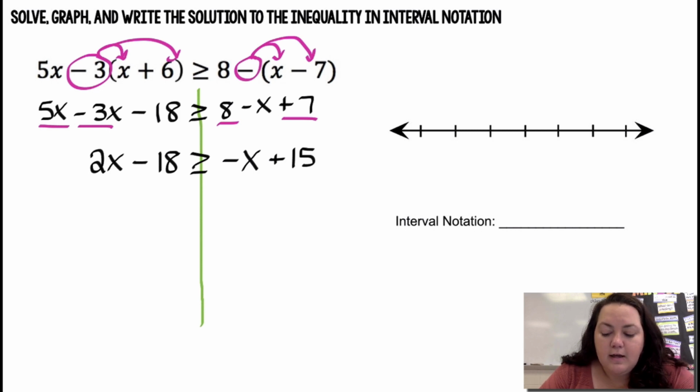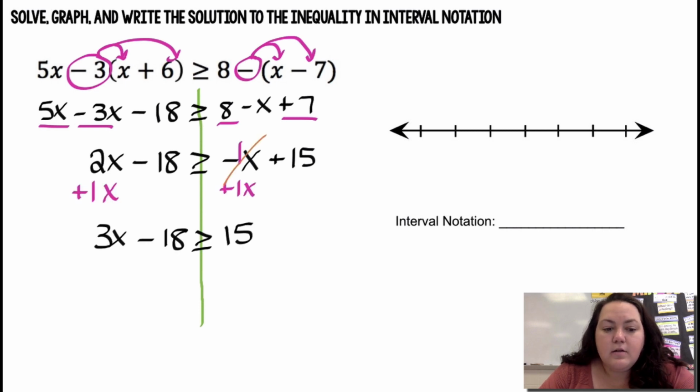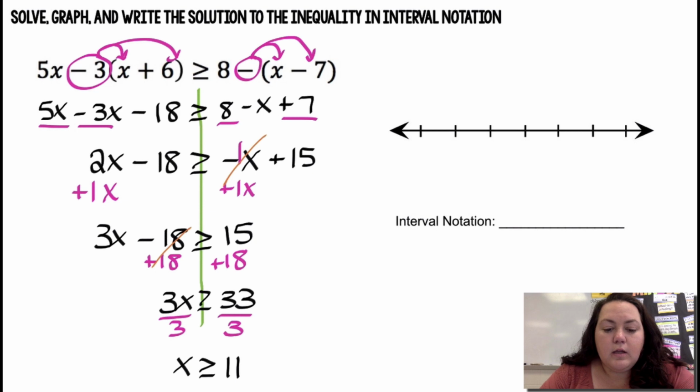I'm going to move that negative x by adding 1x to both sides. So that gives me 3x minus 18 is greater than or equal to 15. Add 18 to both sides. I get 3x is greater than or equal to 33. Divide by 3, and I get x is greater than or equal to 11.